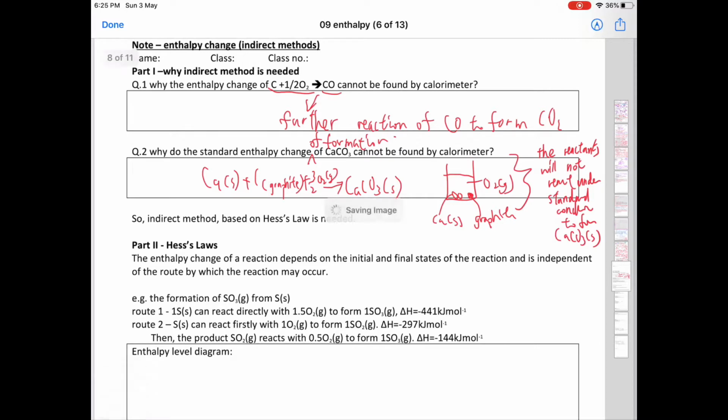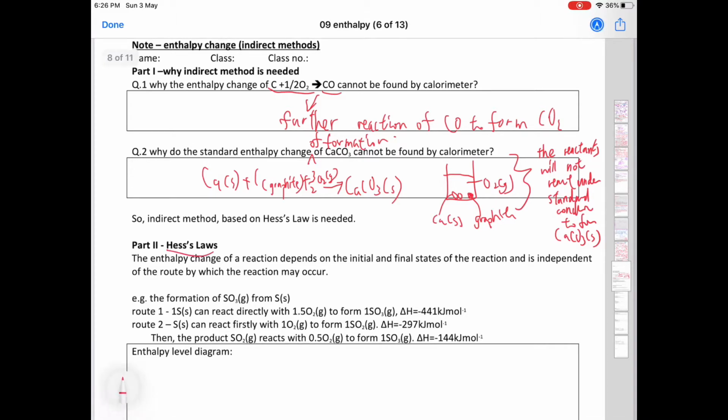So in these two scenarios, one has a further reaction, and in the other the reactants cannot react to form the designated product. Then the enthalpy change cannot be measured directly, cannot be measured by experiment. So we use another method to do so, and we call it Hess's law.